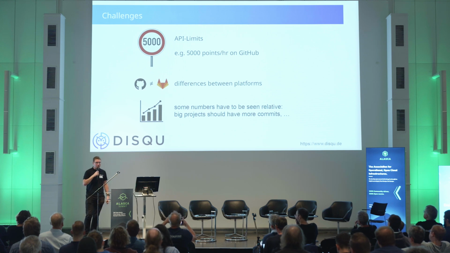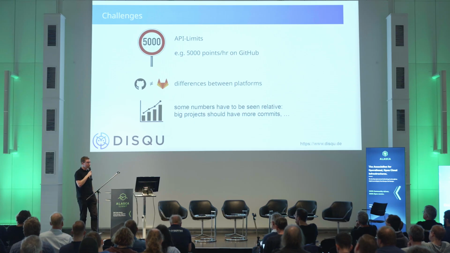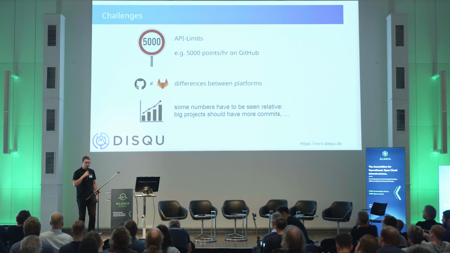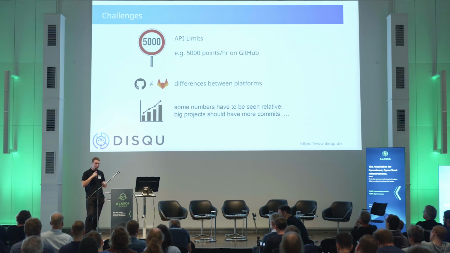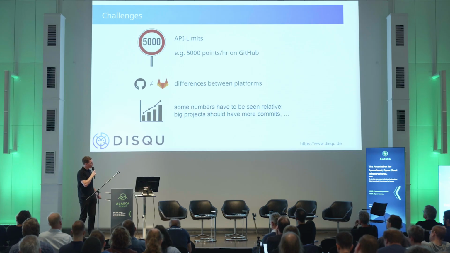And of course, there are some numbers which have to be seen relative. So for example, if we have a smaller project, we expect fewer issues than with bigger projects. The first idea to put this in relation would be to take a look at the lines of code the projects have. But this doesn't work out either, because depending on the programming language, you need fewer or more lines to solve the same problem. So we decided to put it in historic relation. We assume that it was fine in the past, and then we take a look at whether the number, for example, of issues is increasing or decreasing, and draw our conclusions from that.